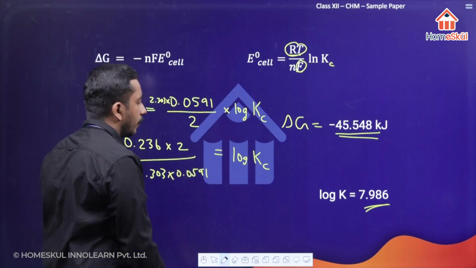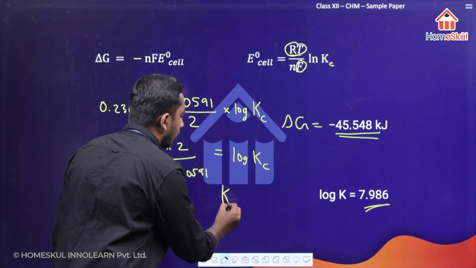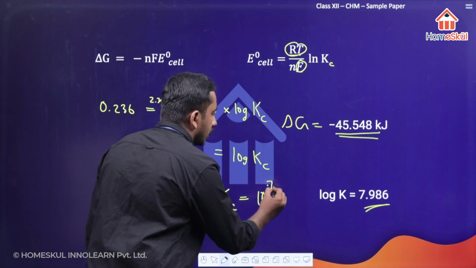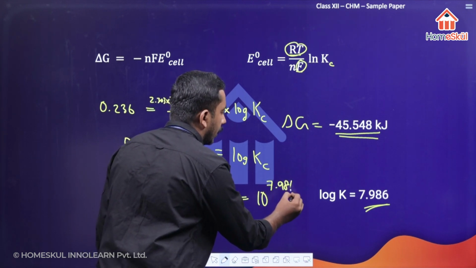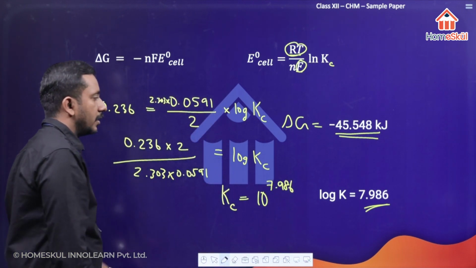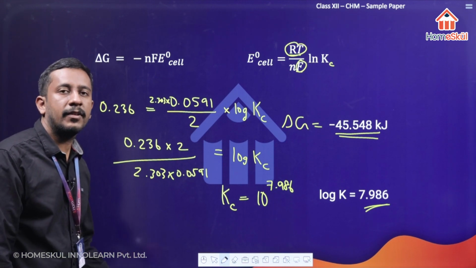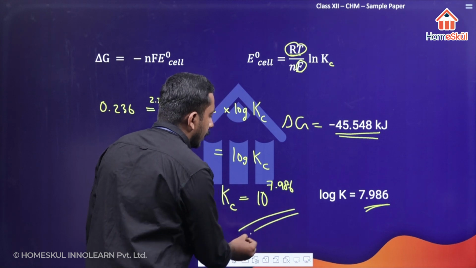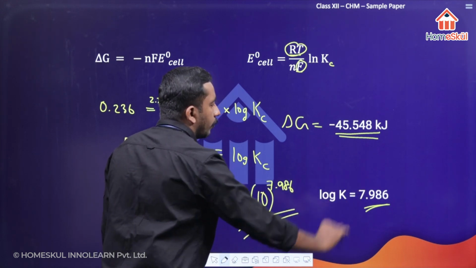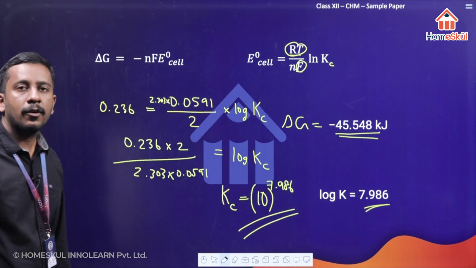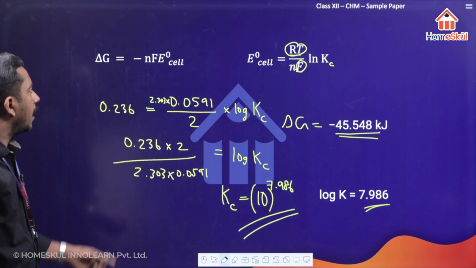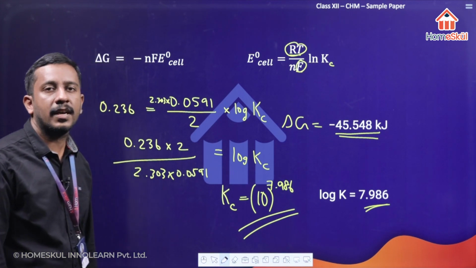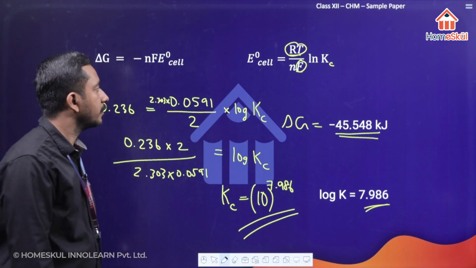Since we have the value of log K, we can write the value of Kc as 10 raised to 7.986. Since we cannot find the anti-log value directly without the help of a logarithm table, it is enough that we write the value of Kc as 10 raised to the log value that we have obtained, right? So we have found the value of Gibbs free energy and the value of the equilibrium constant, which has been asked in the question.